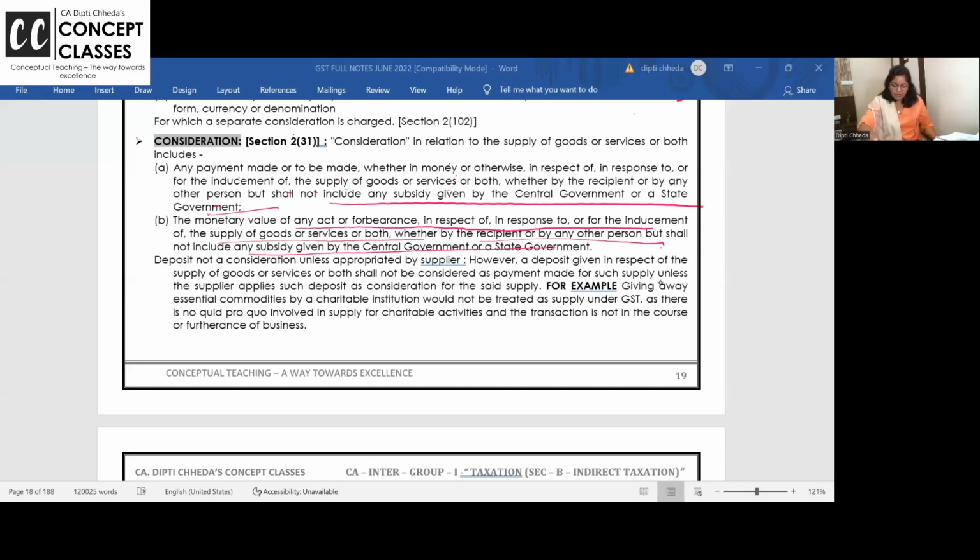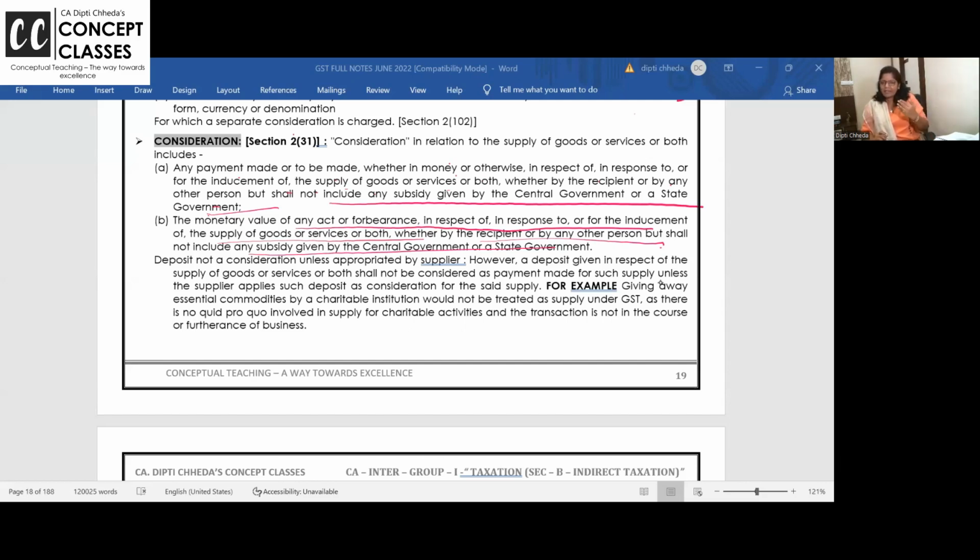So this is clear to you. Consideration is anything which is coming in the form of money or in any other form, that too from the recipient or maybe from the third party. Recipient may be a person and you may get the money from the agent and like that. Yes, okay. But consideration has to be there, then only the supply is valid.